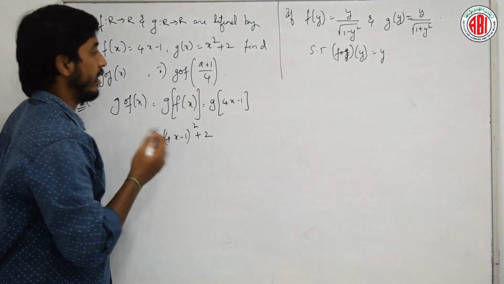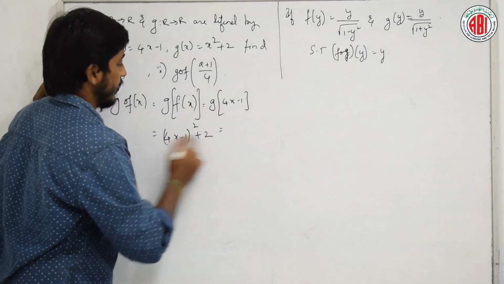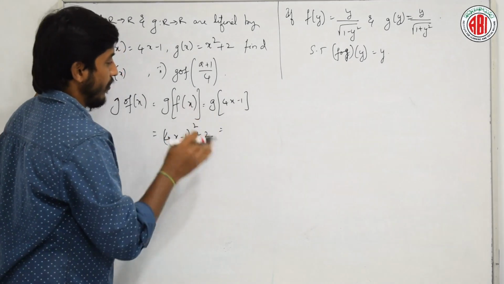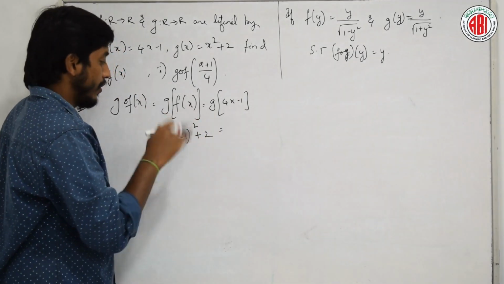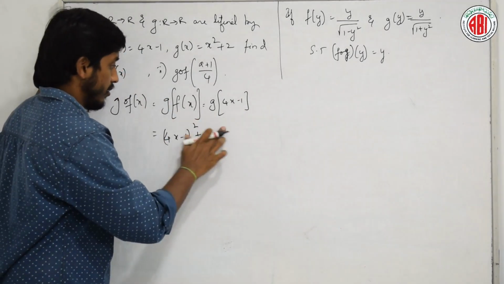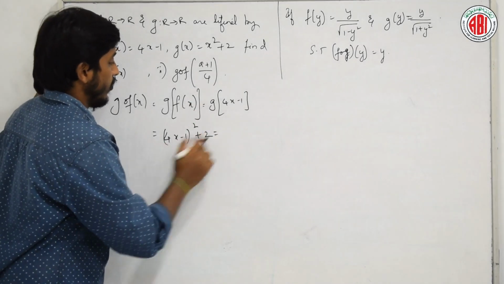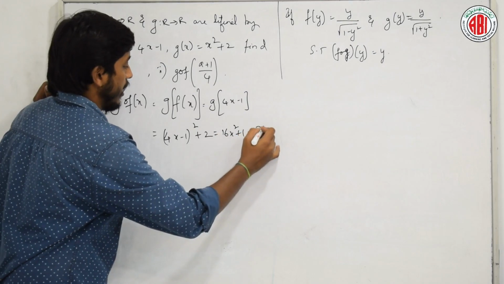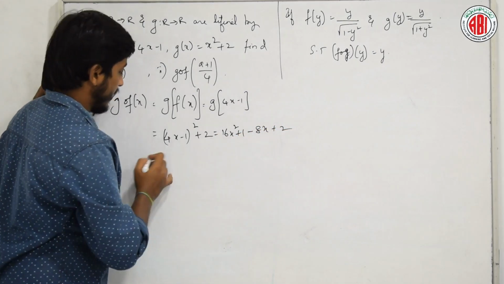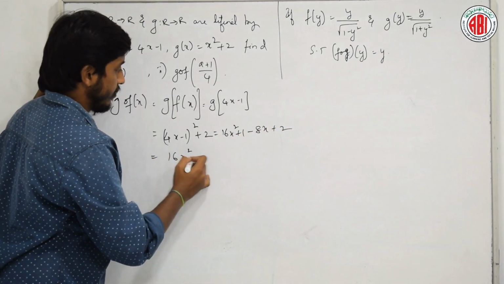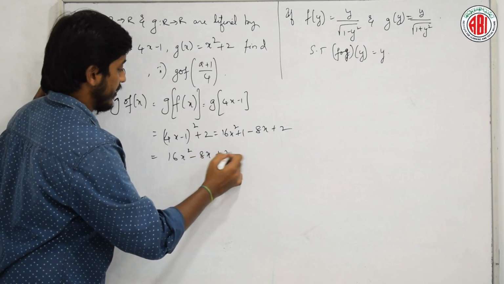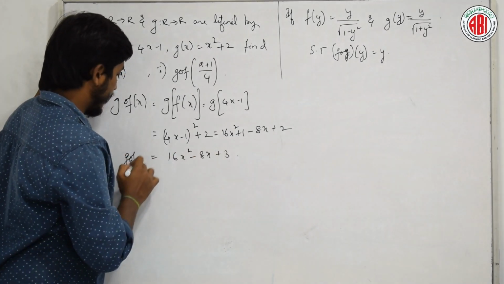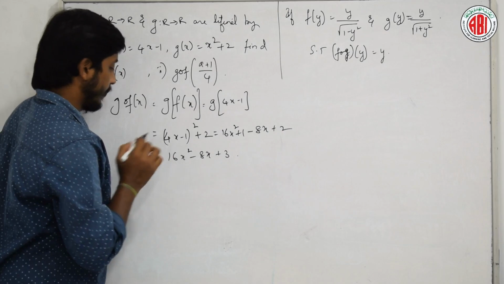Let us simplify it. If you want to put it as it is you can, or else if you want to substitute you can. That is 4x minus 1 whole square, which is 16x square plus 1 minus 8x, plus 2. That is nothing but 16x square minus 8x plus 3. This is g circle f of x.